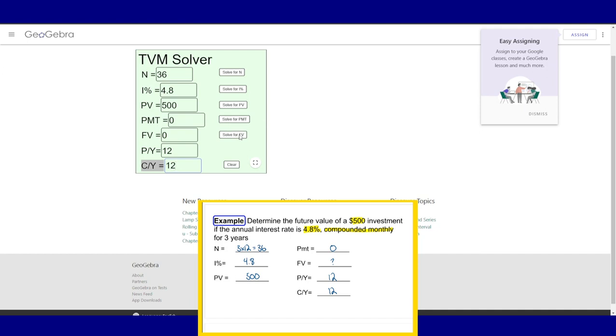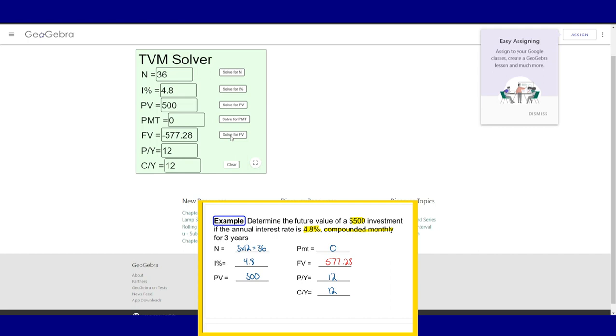Now all we have to do is just go over to FV, click solve, and we get that after the 3 years, we will have $577.28. So again, that's how easy it is to use the TVM solver. You don't have to go and actually do any calculations. You just have to enter in the values and solve for the specific part.